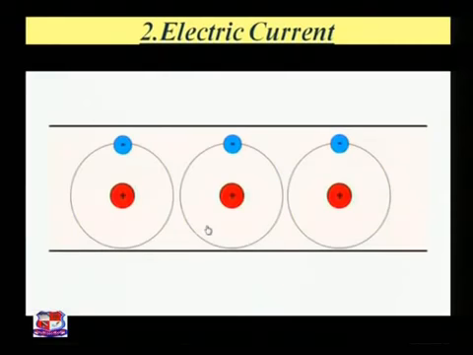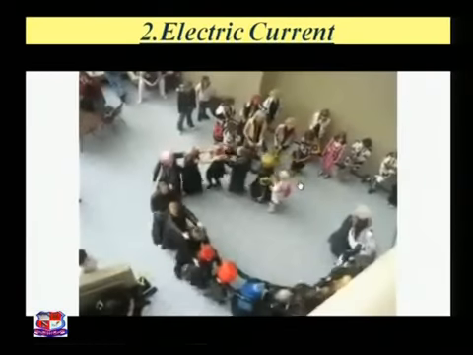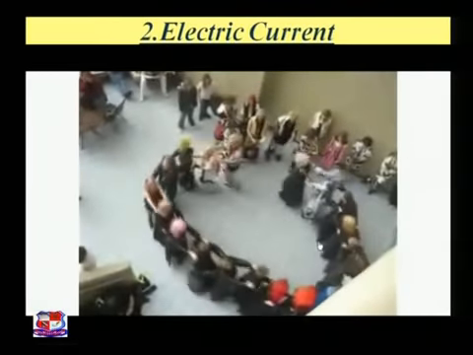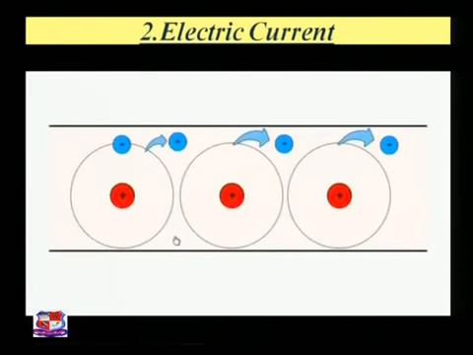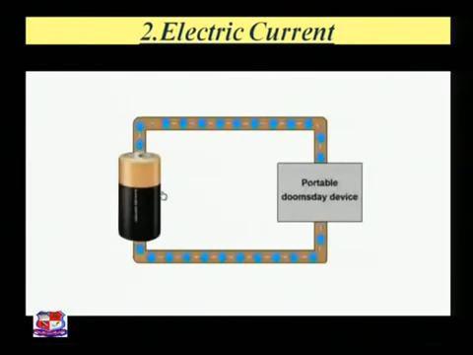So if we apply some force, then what happens? The first atom has the energy, and the electron jumps toward the second atom, then second to third, to fourth. So it is just like a conga line. Friends, as we all know, the electrons jump only a tiny distance, but the overall effect has the speed of light. That is nothing but the flow of electrons, and that is what we call electric current.